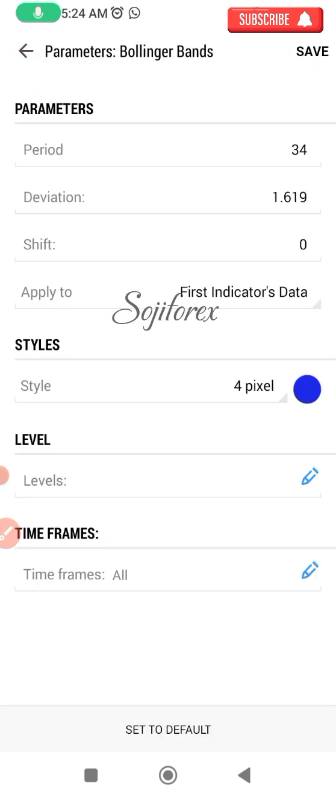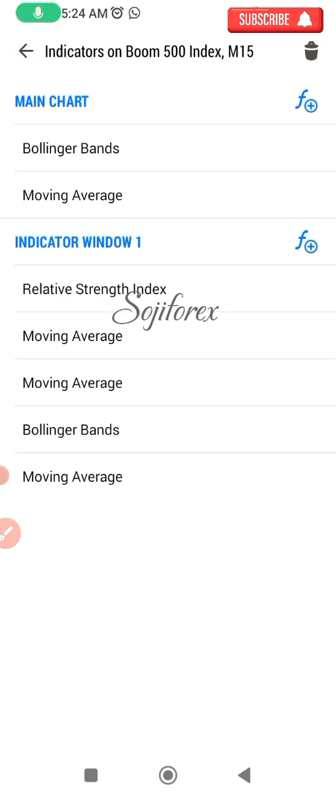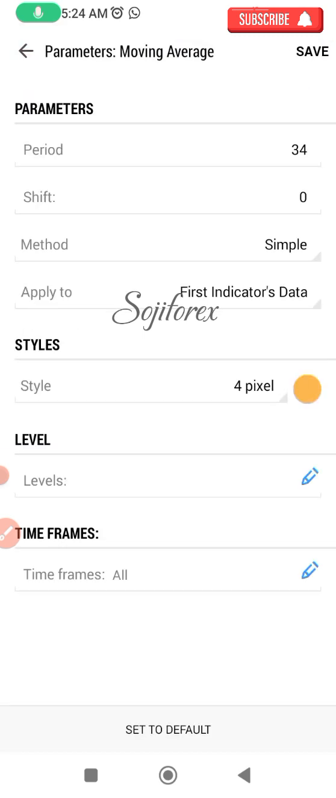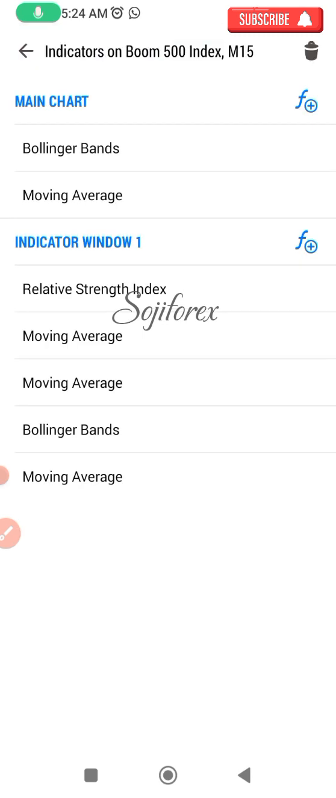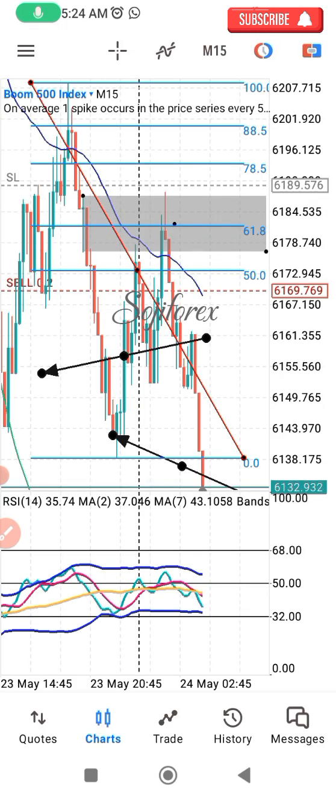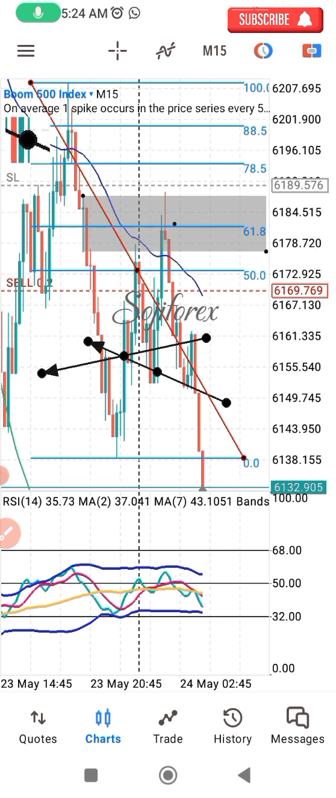So you can take a screenshot of this. The one that is Bollinger Band, period 34, deviation 1.619, the shift is 0. Apply to first indicator, the color is blue. Then have a moving average period 34, shift is 0, method is simple. You apply to first indicator and you are good to go. So this is the strategy, and this is how simple you can apply this.